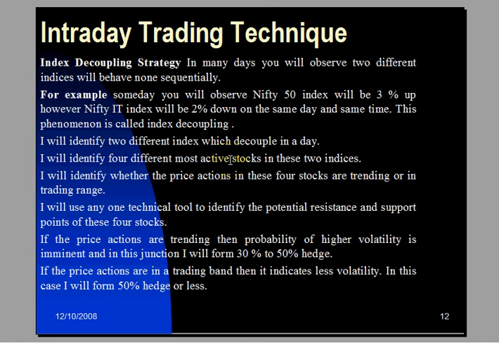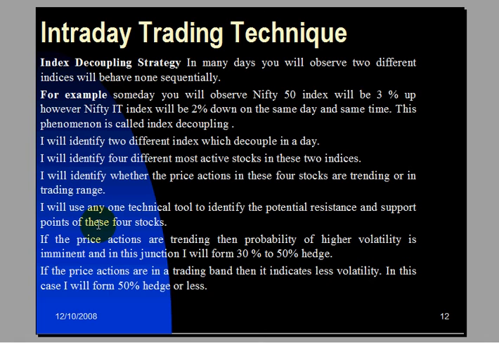and these four different stocks will have different price actions, whether trending action or trading action. The best case scenario is to choose any four stocks which are trading with higher volume at that particular time. Now, using any of your technical tools, find the potential resistance and support points for these four stocks.